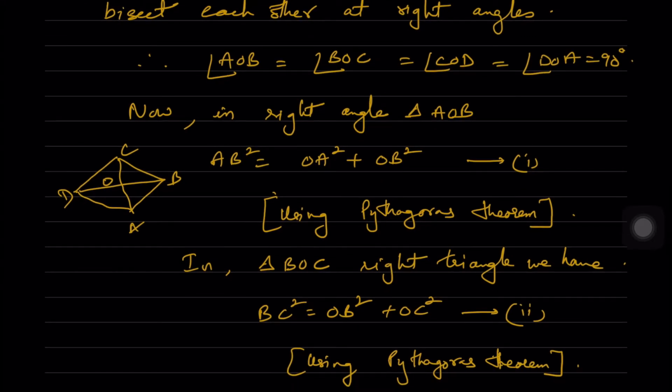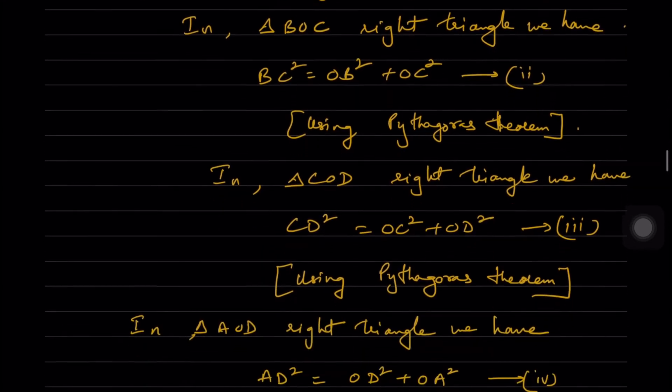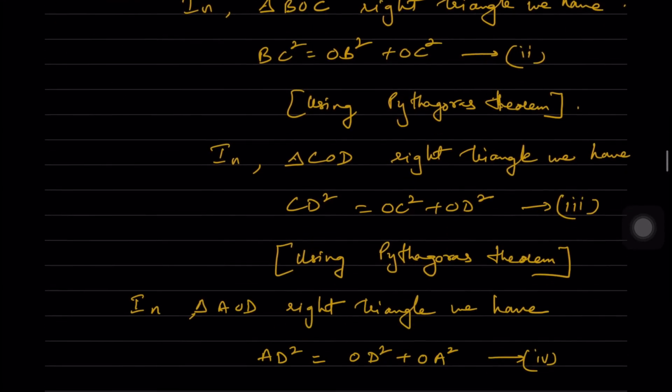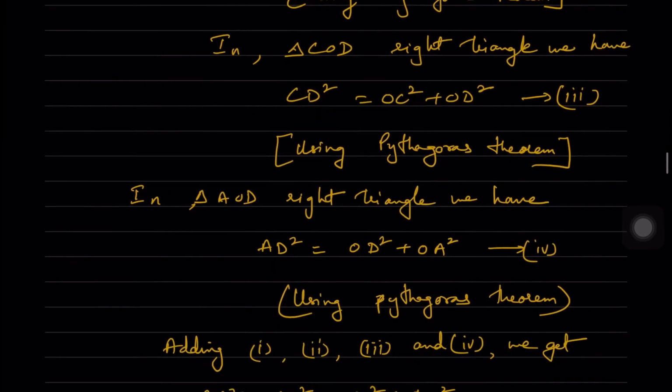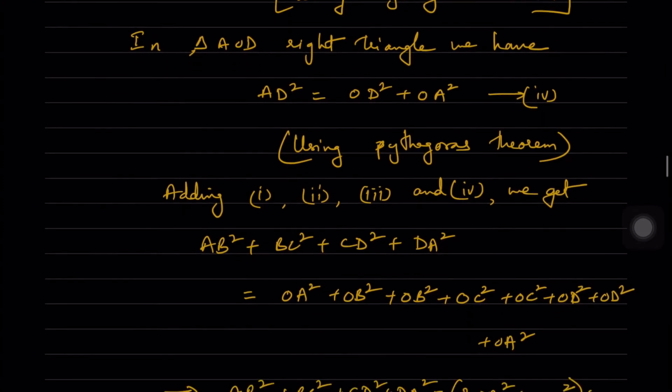Next, in triangle BOC, right triangle, we have BC square is equal to OB square plus OC square. The second, we are using again Pythagoras theorem here. Again in triangle COD, right angle triangle, we have CD square is equal to OC square plus OD square. Take this as third one using Pythagoras theorem. Then the last, we are having AOD right triangle. We have AD square is equal to OD square plus OA square. This is the fourth one. Using Pythagoras theorem, we got this.